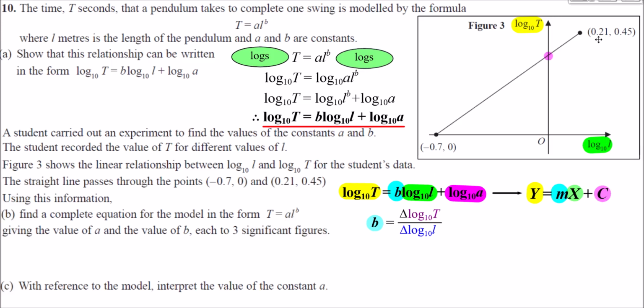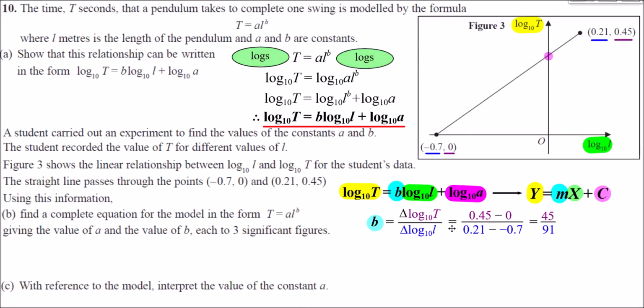We know two points on this line, so we can input these two values. So I know that y goes from 0 up to 0.45. I know that x goes from minus 0.7 up to 0.21. So I can work out the change in log base 10 of T and the change in log base 10 of L, like so. As an exact fraction, I'd get 45 over 91, but the question clearly says to give our answers for B and A to 3 significant figures.